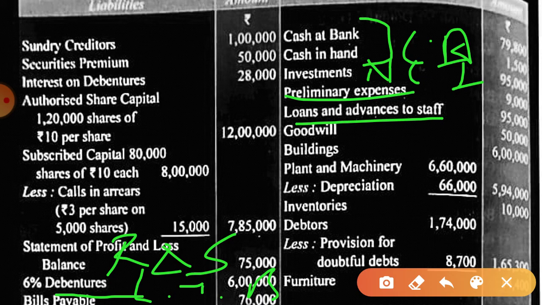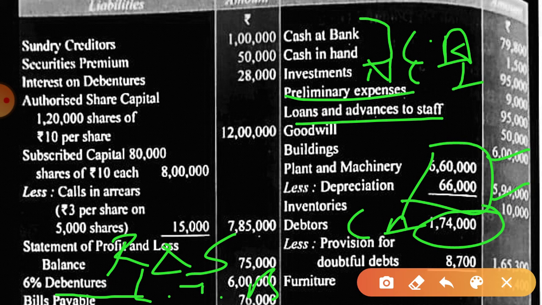Plant and machinery, how is this to be shown? So building 6 lakh and plant and machinery 5,94,000. We have to show this entire amount. Okay, but in the balance sheet only 5,94,000 will be shown. Then inventories 10,000, it's a current asset. Debtor is also a current asset, and the entire 1,74,000 will be shown in the balance sheet.